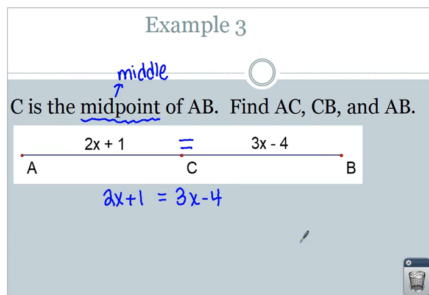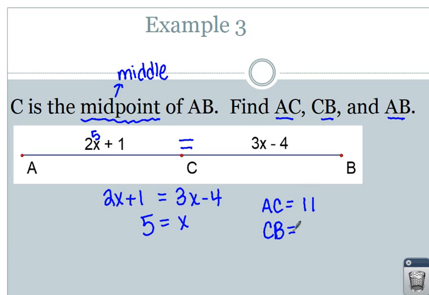If they give you the length of the whole segment, then you set it up like example 2. All right, so here I'm going to subtract 2x from both sides, and I'm going to add 4 to both sides and get x equals 5. But that's not what they asked for. They want AC, CB, and AB. So for AC, we're going to plug in 5. 2 times 5 is 10, plus 1 is 11.